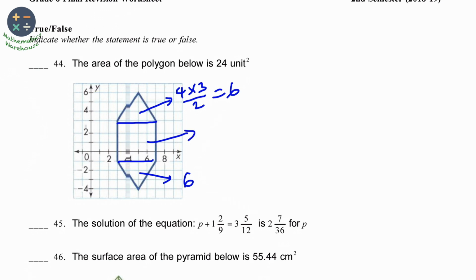And this shape is a square. It's 4 times 4 equals 16. So total now equals 6 plus 16 plus 6, which is 28. So this answer is false.